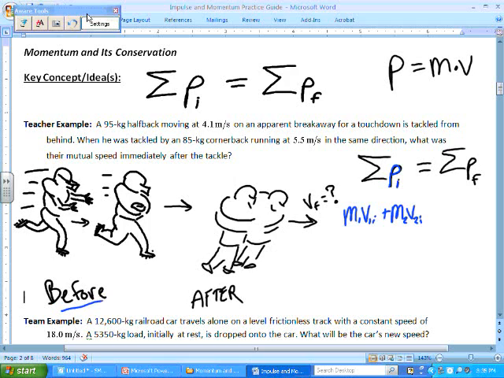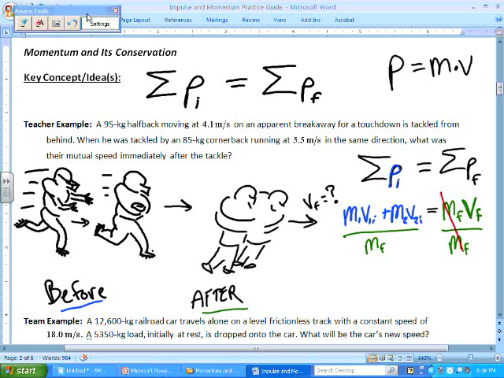Now, afterwards, they're going to be moving together, so you can consider their total mass, which we're going to call m final, because they're going to be considered one object at that point, all put together. Now this question asks for final velocity, so we're going to have to solve for final velocity. In order to do that, just divide both sides by mass final. And at this point, you've solved for v final.